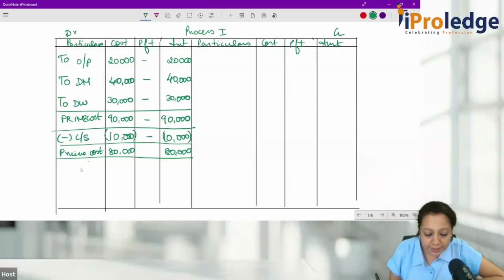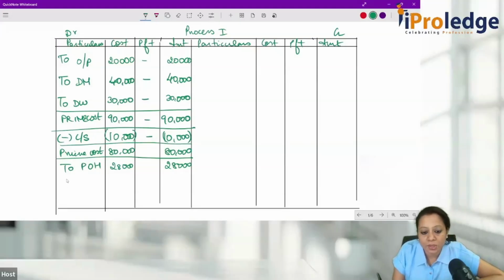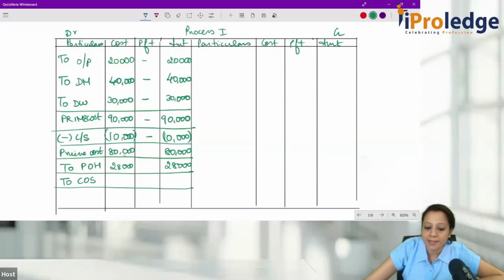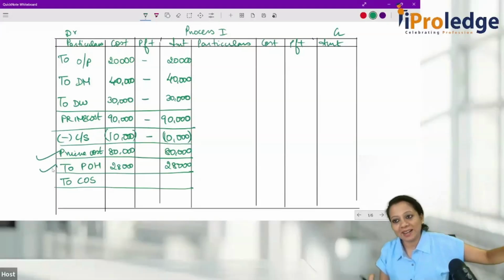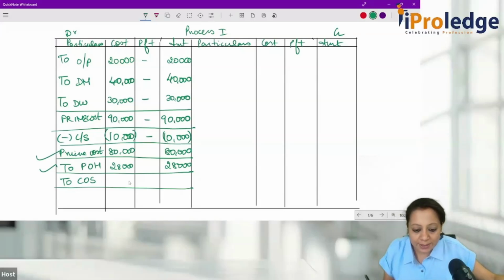So now you can go ahead, as usual, to production overheads. Production overheads is how much, students? 28,000. So we have taken pretty much everything. Now they have given profit information also. So can I say directly to cost of sales? Because only production overheads is given. Cost of sales is prime cost plus production overheads, same format. So 80,000 plus 28,000 is 1,08,000.